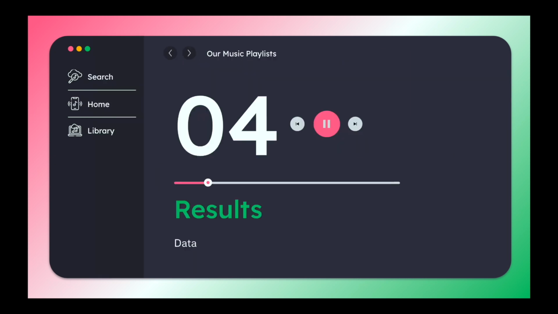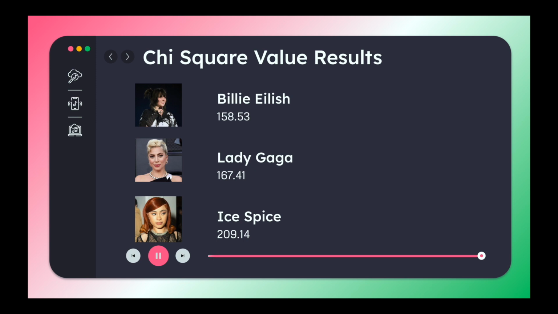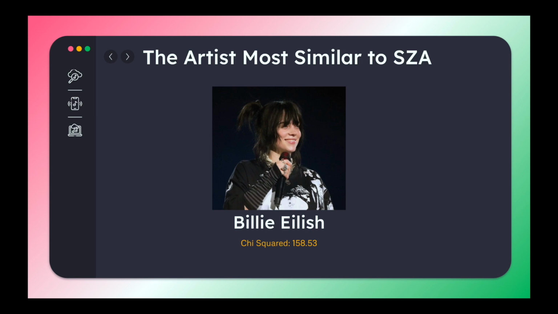So moving on to our results, after implementing all of our methods in Colab, we got Billie Eilish with a chi-square value of 158.53, Lady Gaga with a chi-square value of 167.41, and Ice Spice got a chi-square value of 209.14. And according to the chi-square test, the artist most similar to SZA is Billie Eilish with a chi-square value of 158.53. This is because out of all three additional artists, Billie Eilish has the lowest chi-square value, making her more statistically similar to SZA.